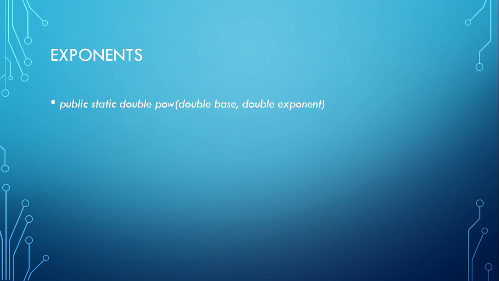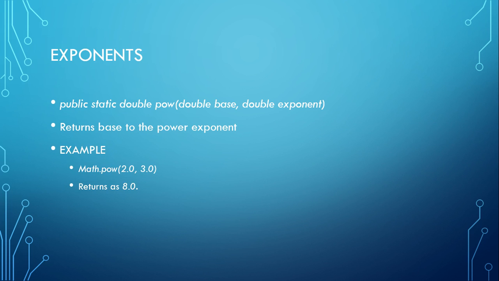So how to do that is it's public static double pow, double base, double exponent. So that is the method header there. This will return the base to the power exponent. So an example of how to do that in your actual program, you would put Math.pow(2.0, 3.0), and it's going to return 8.0.